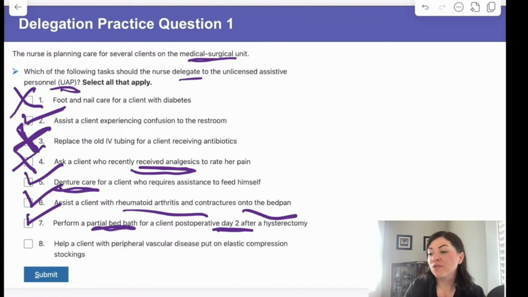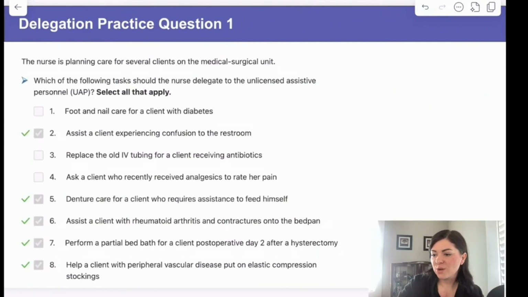So we know with peripheral vascular disease, you typically have blood pooling, and we need compression stockings to help improve the blood flow back to the heart. So compression stockings are a very, very important intervention. So for these clients, we could let the UAP put on the stockings, but remember, as the nurse, we must come back and evaluate, were they put on correctly? Yvonne, you said don't overthink, and I agree with you. And I will tell you, delegation, I find is one of the topics that people overthink the most on. So very good advice. Okay, so we got them all correct. So awesome job, guys.